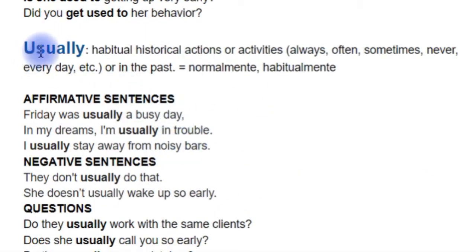Okay, usually is probably the simplest of the three, but sometimes it also creates confusion when we want to compare it to used to. Usually is an adverb that we use for habitual, repeated actions, okay, with the present tense, or sometimes with the past as well. But those actions or activities are habitual. That means that they happen all the time, often. So we typically use those adverbs that we use with the present simple, like often, sometimes, never, every day, etc. Okay, that's when we use usually.